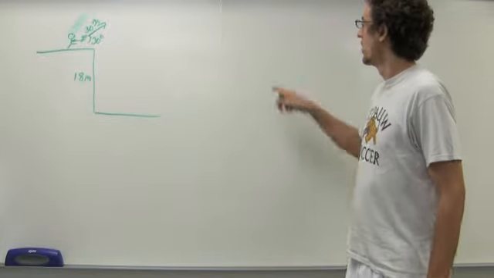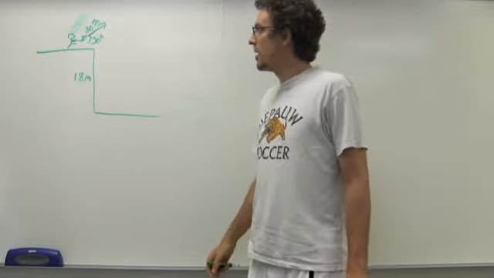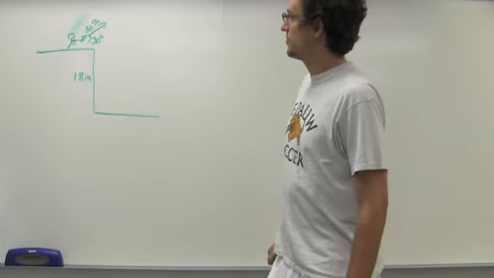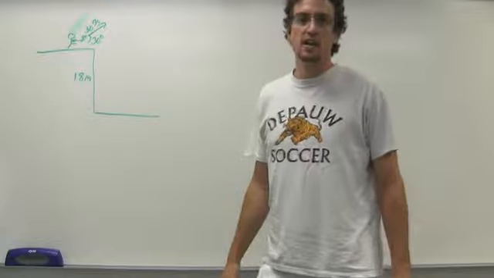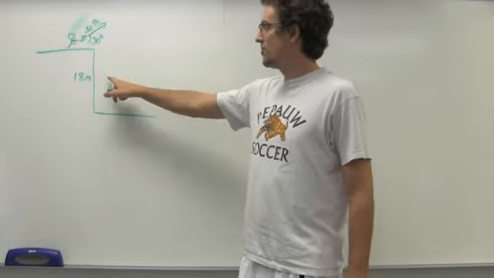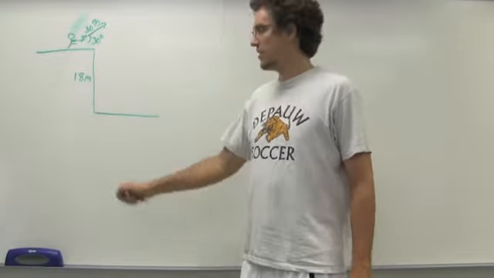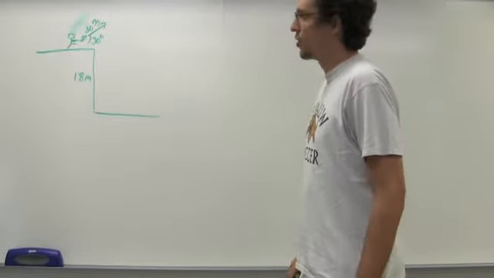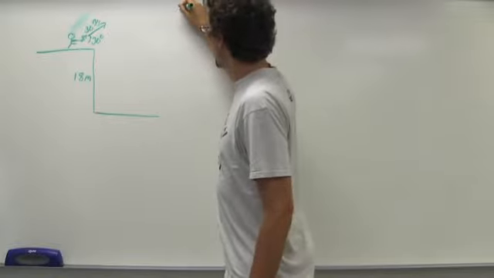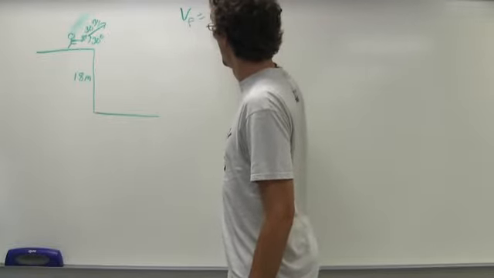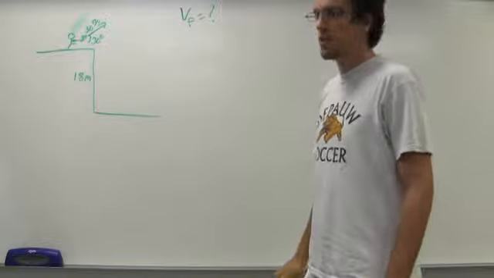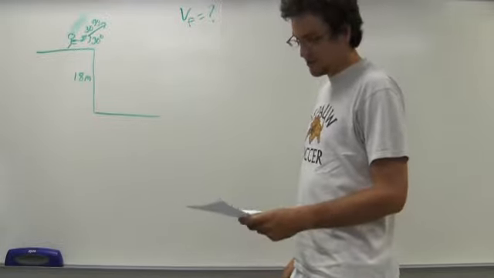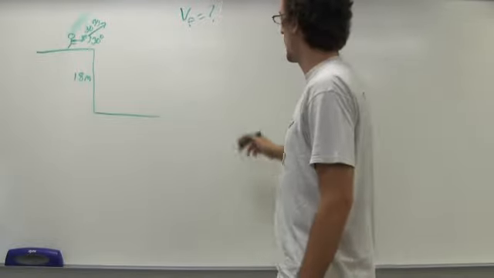In this case we've got Michael drop kicking a baby cheetah at an angle of 30 degrees above the horizontal at 30 meters per second, and the cliff he's on is 18 meters above the ground below. The question we want to know is, what is the final velocity of the cheetah? Like any 2D kinematics problem, we've got to set it up into x and y.